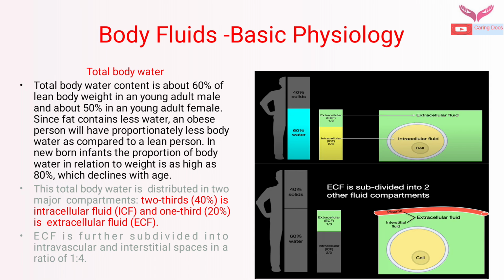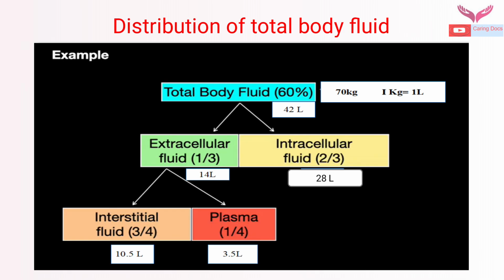The total body water is distributed in two compartments: extracellular fluid compartment and intracellular fluid compartment. Two-thirds of the body fluid, that is 40%, is intracellular fluid, and one third, that is 20%, is the extracellular fluid. This extracellular fluid is further subdivided into intravascular and interstitial space in a ratio of 1 is to 4.